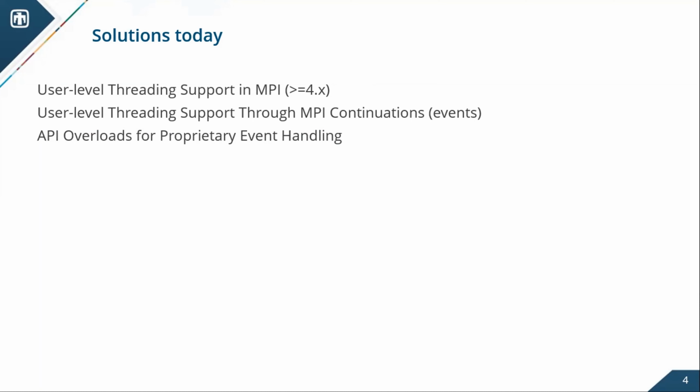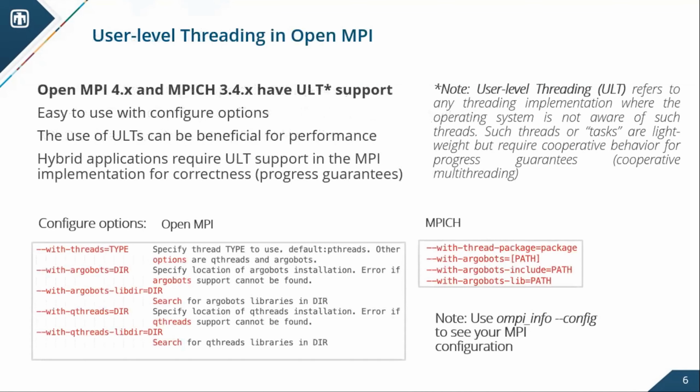The first thing is user-level threading support in MPI. That's the work that we have been doing with Matthew and Pepper to add user-level threading support in MPI. It's basically what the name says. It's a feature block in Open MPI and in MPICH as well, starting with these versions, which implement functionality to guarantee progress when being invoked in these scenarios that I showed previously.